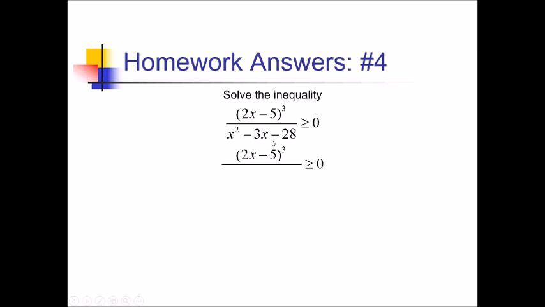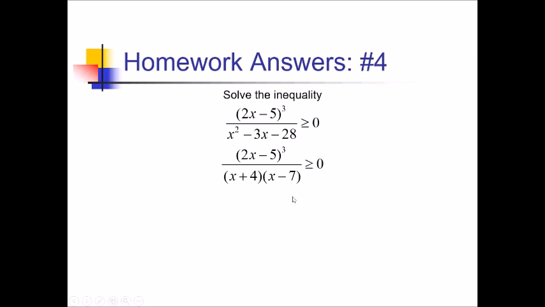In the denominator, though, I need two numbers that multiply to negative 28 and add up to negative 3. So we've got 1 and 28, 2 and 14, let's see, 4 and 7 is going to work. Positive 4, negative 7. So I can write that as x plus 4, x minus 7.